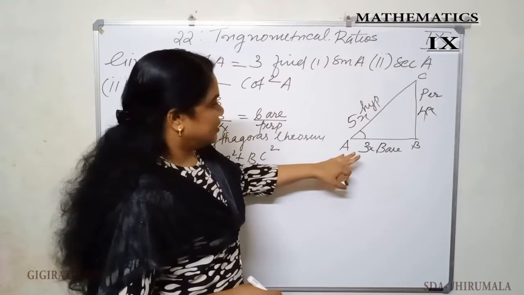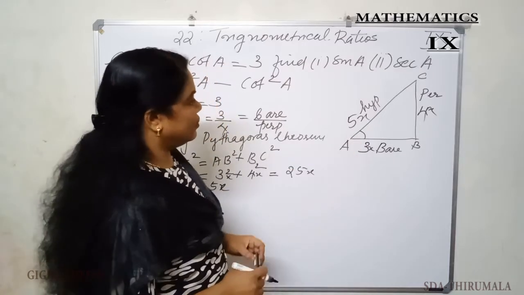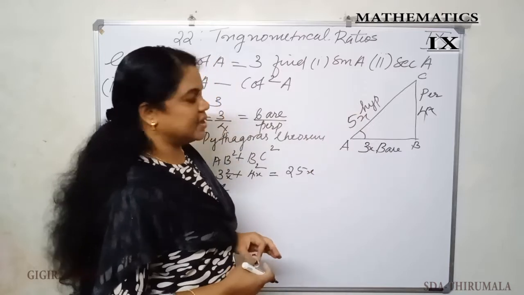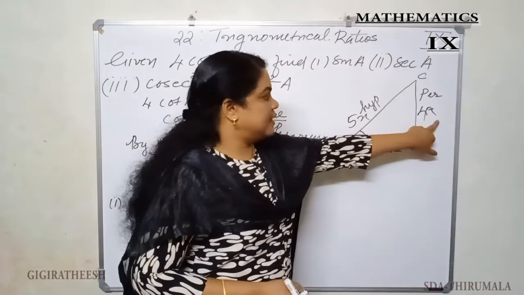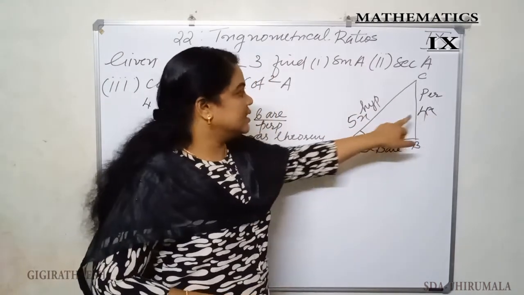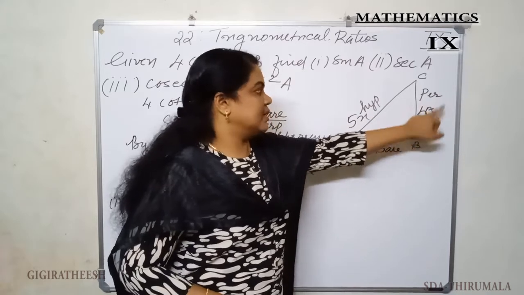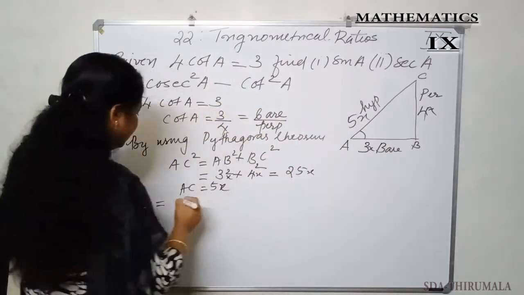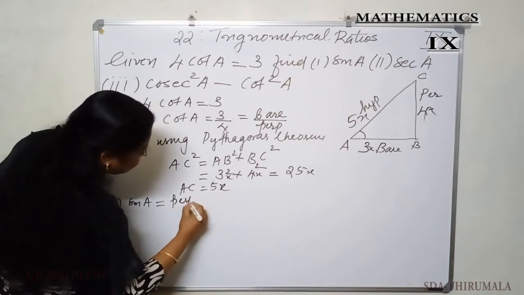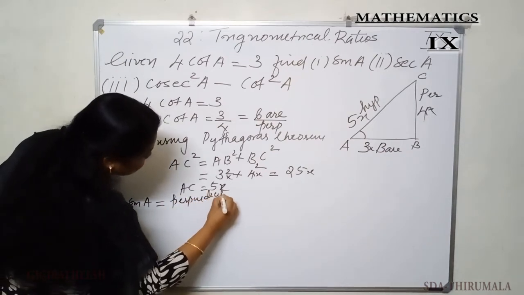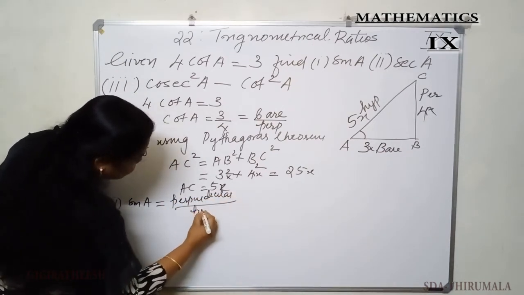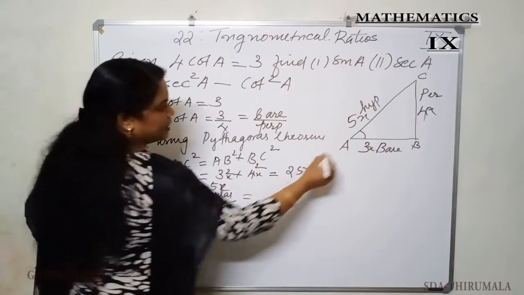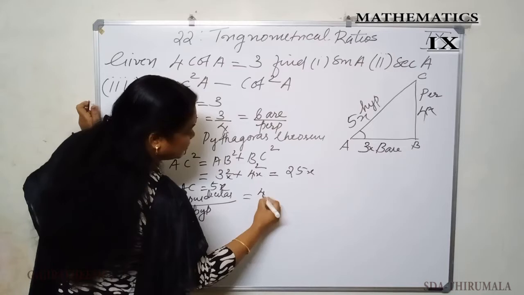We know that sine is equal to opposite side by hypotenuse. This is the reference angle, and this is the opposite side, that is the perpendicular. So sin A is equal to perpendicular by hypotenuse. Perpendicular is 4 and hypotenuse is 5, so that is 4 by 5.